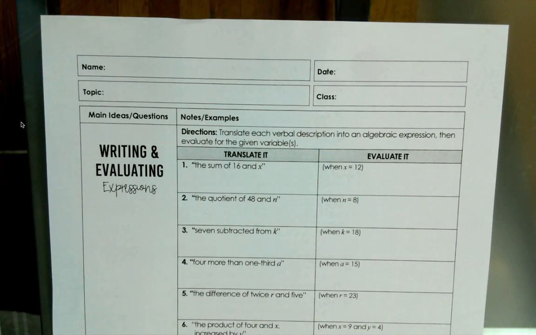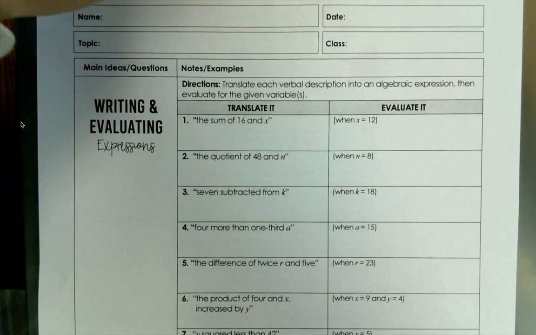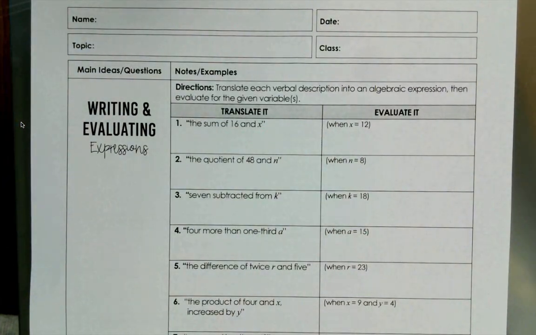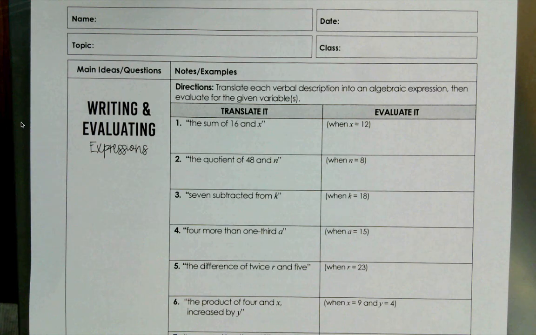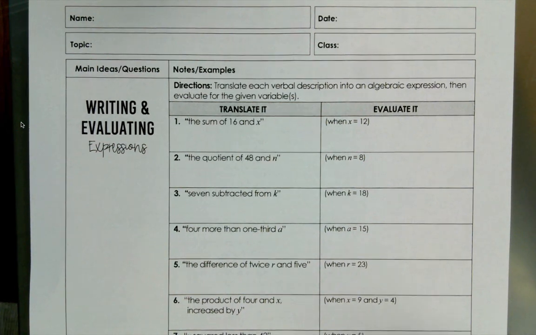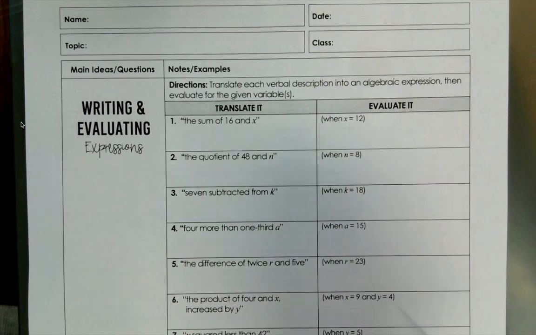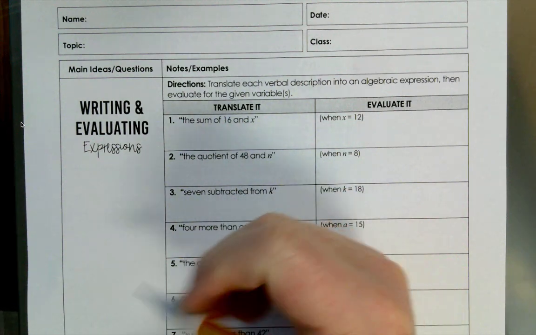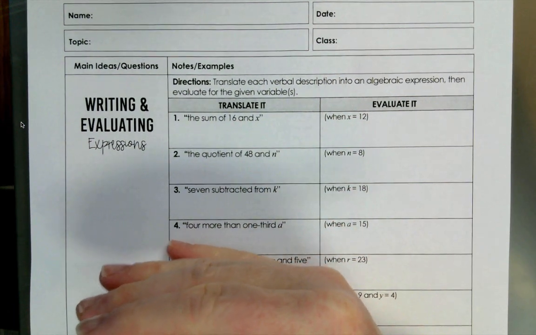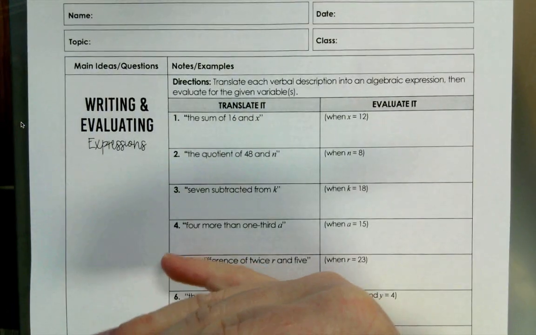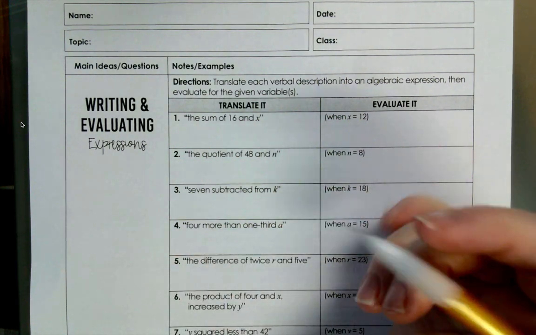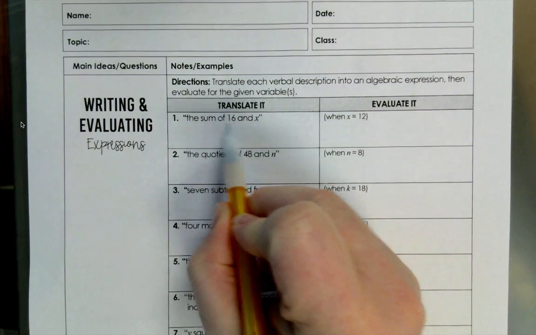Okay, guys, we have solved expressions, we have translated expressions. Now we're going to put it together and we're going to translate and solve expressions, okay? So starting with translating it, because we have to be able to write the numerical algebraic expression before we can evaluate it. So we have the sum of 16 and x.